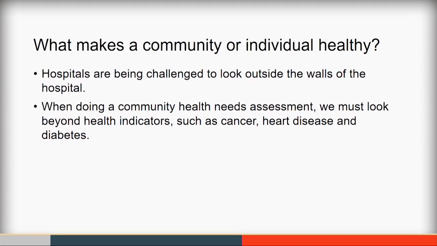So what makes a community or an individual healthy? Hospitals are constantly being challenged to look outside the walls of the hospital. We have traditionally defined health as what we do, usually within the walls, when people come to us. But when doing the community health needs assessment, we have to look at a lot of other health indicators. We have to look beyond cancer, heart disease, and diabetes, which would be traditional indicators of what hospitals or physician offices might be defining as health.